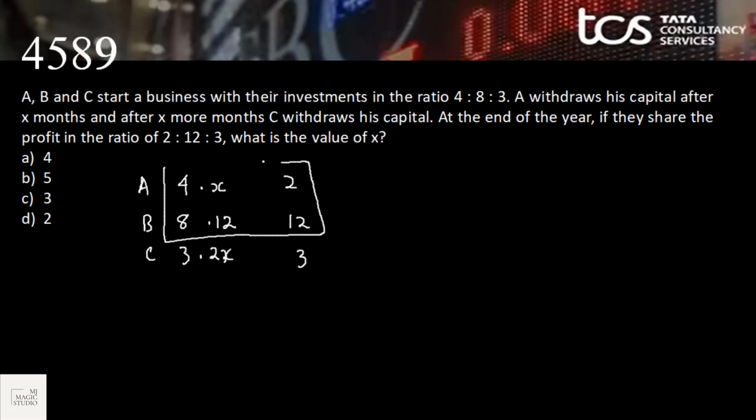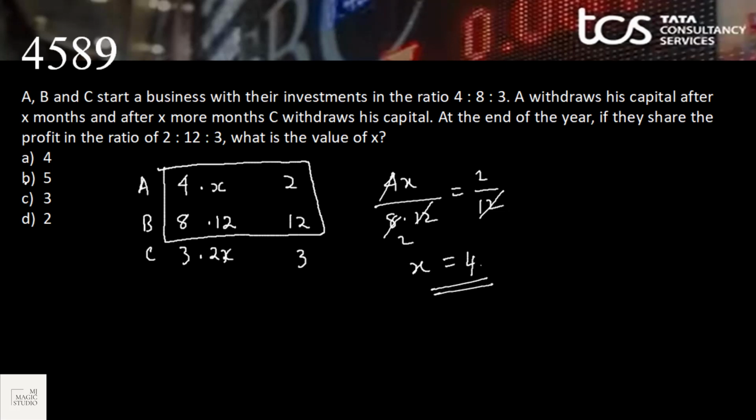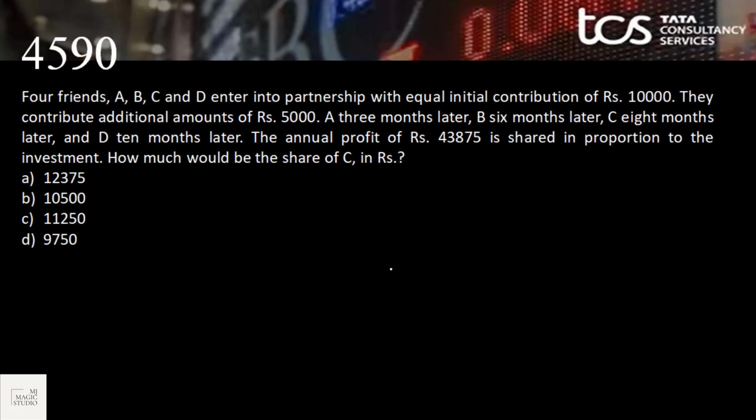Any one pair of comparison will help us find the value of X. 4x by 8 into 12 is 2 by 12. 4 gone, this is 2. X is 2 into 2, that is 4. Value of X is 4. That's in option A. One more one with the same drill. Try to solve it yourself.